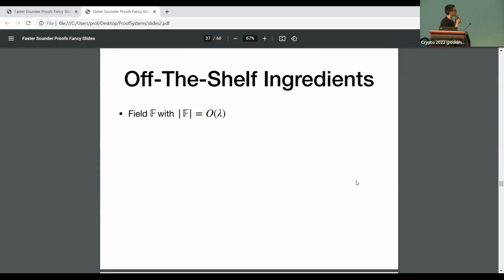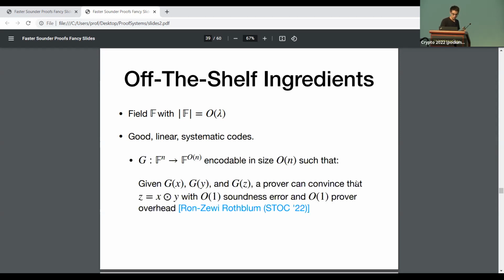We use a small finite field, so a finite field of order security parameter, so not the exponential dependence. We build on some good error correcting codes. In particular, we'll use 2 types of codes. The first is kind of a heavy hammer from the previous work of Ron Rothblum and Rothblum at this past STOC, which has 2 salient properties.